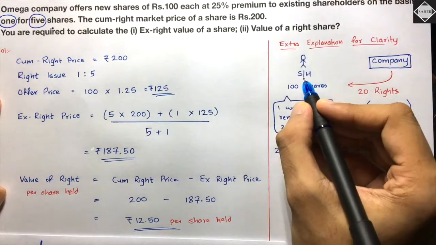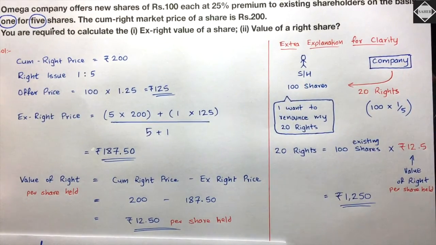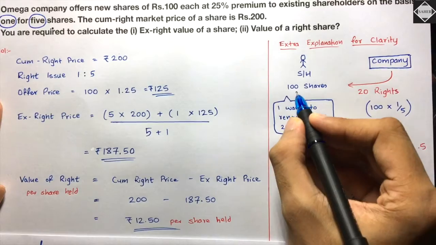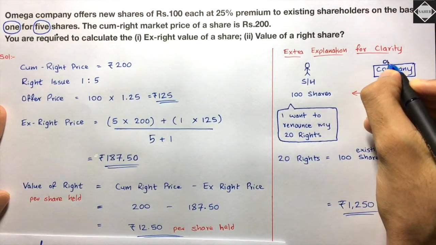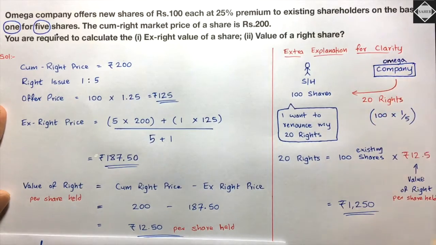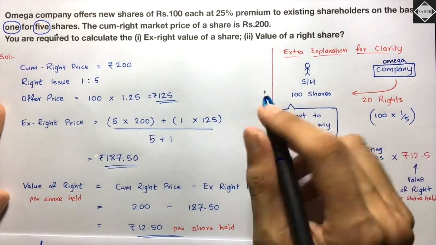Let's just say there is a shareholder, Mr. Akash, for example, an existing shareholder. He has 100 shares of this company, Omega company. Let's just write over here, Omega company. He has how many? 100 shares of this company.